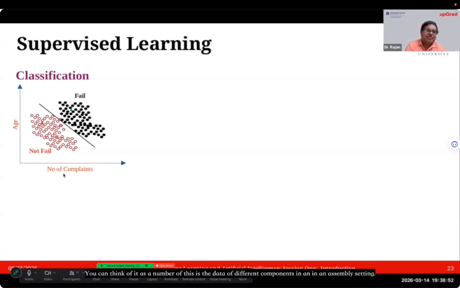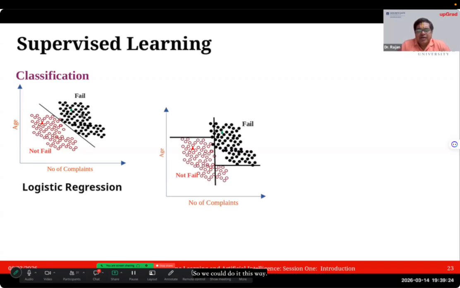You can think of it as the data of different components in a manufacturing setting. So you could look at the number of complaints a particular component has received versus the age of that component. So the classification is done by this boundary. Anything below this is not fail. Anything above that is fail, right? So we can do it this way.